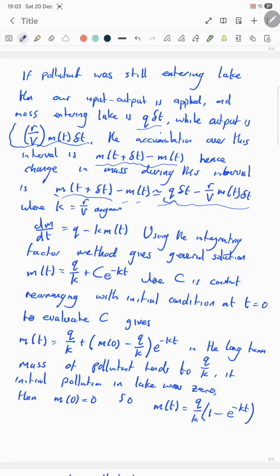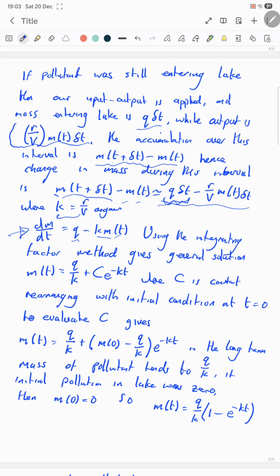Now, if you'll notice, this term here was 0 in the previous one because we didn't have anything coming into the lake. Same again, K equals R over V. And again, when we're solving it, we get the basic differential equation here with a Q term this time and K times M of T.